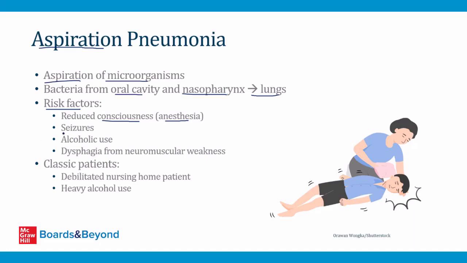It can also happen to patients who have seizures, patients who consume lots of alcohol, or patients who have dysphagia and difficulty swallowing because of some type of neuromuscular problem. But in all these cases, the idea is that the patient can't cough normally, and therefore things that get in the back of their throat, whether it be stomach contents or just secretions from the mouth, can be inhaled into the lungs. So some of the classic patients where you'll see this in actual practice in the hospital are debilitated nursing home patients who can't protect their airway, patients who consume lots of alcohol and therefore don't have sufficient level of consciousness to protect their airway.